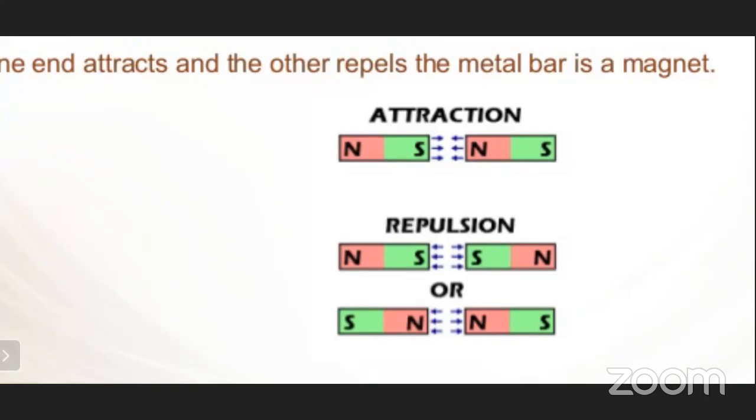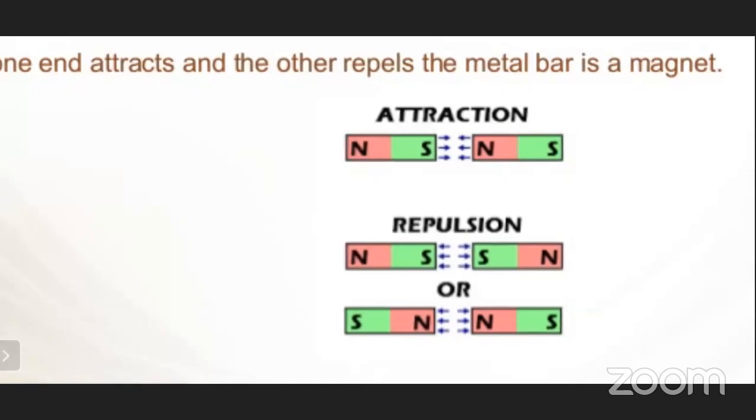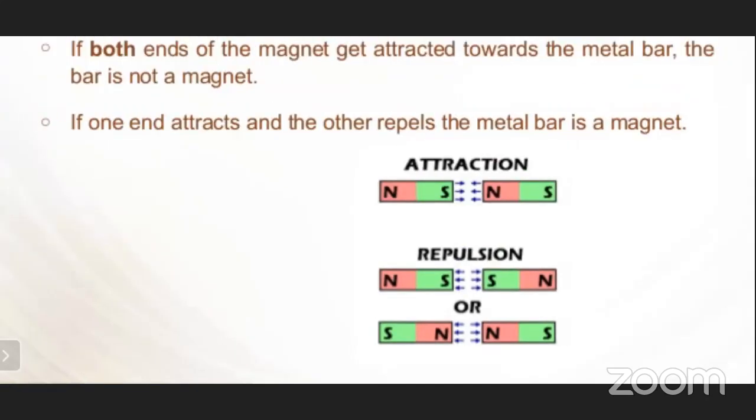Okay, let us try with the north direction. North direction and another north direction, they are also moving. See, the arrows are moving far away. This is because unlike poles will be attracted, and like poles will repel. I hope after showing this, you will understand.